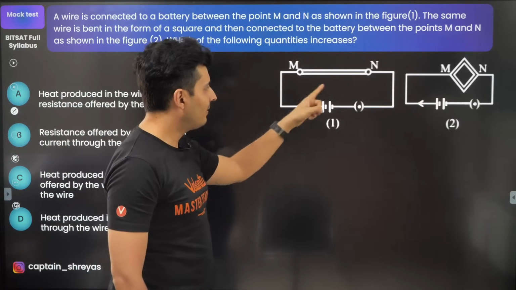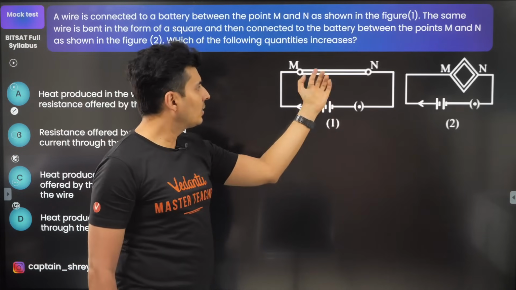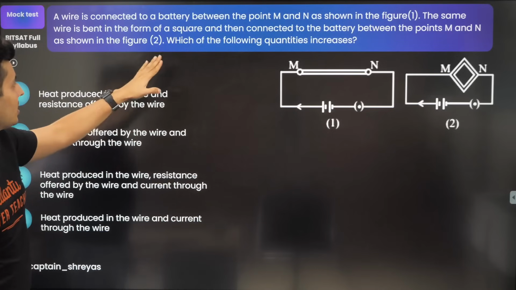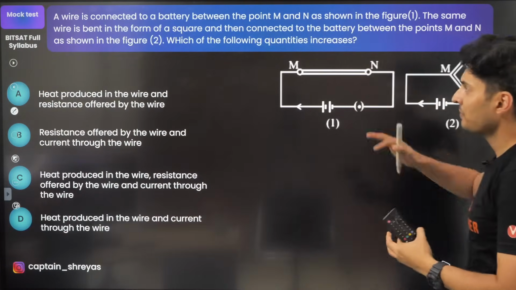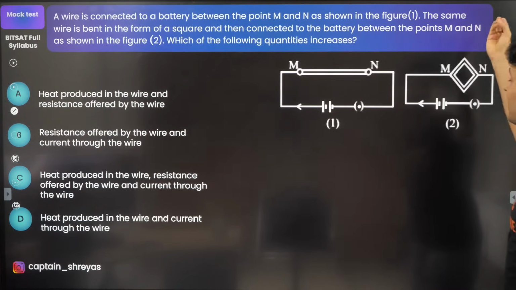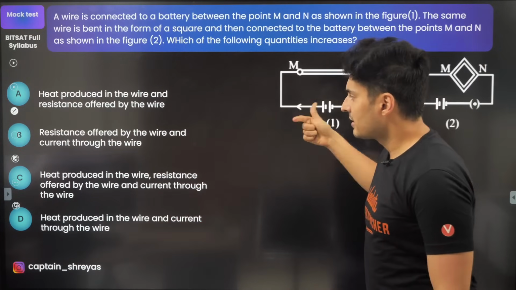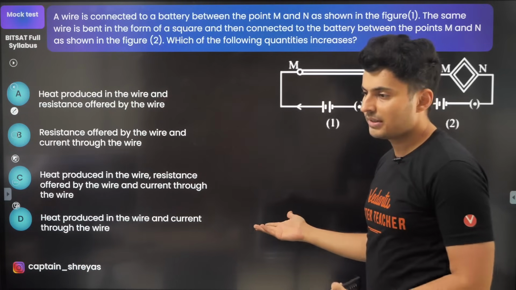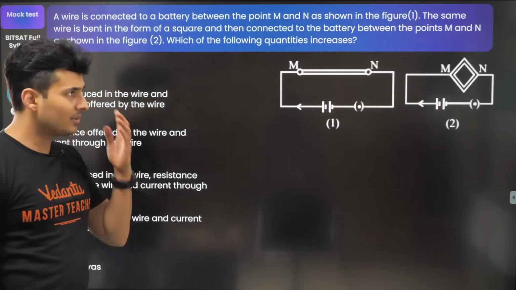So again, you have a resistance wire, you have a battery, and now the resistance wire has been broken down into a square. And now the question is, if you use the same battery and all of that, read the question: it's bent to form a square, same battery, which of the following quantities will increase? Heat, resistance, current, all three, or some of the two, or none of them, I don't know, figure it out. Okay, so let's try to do this.